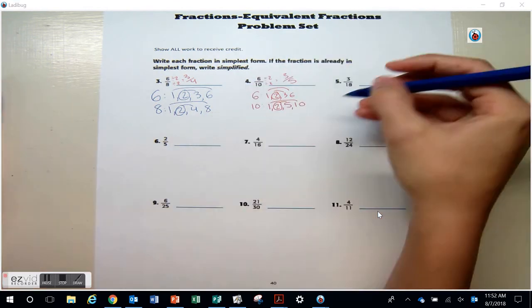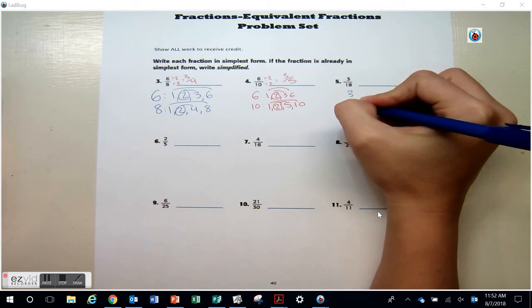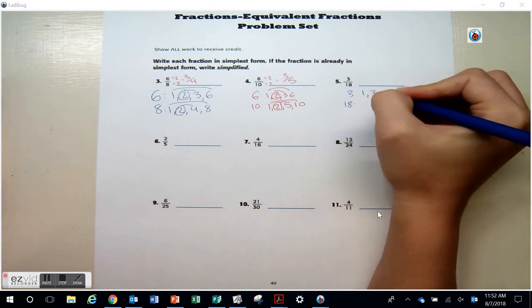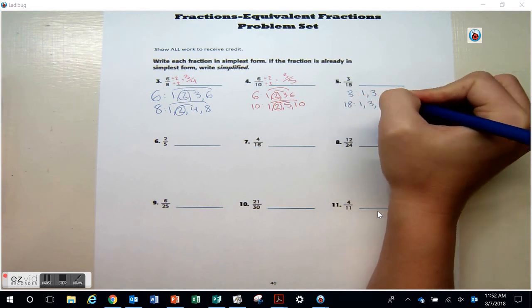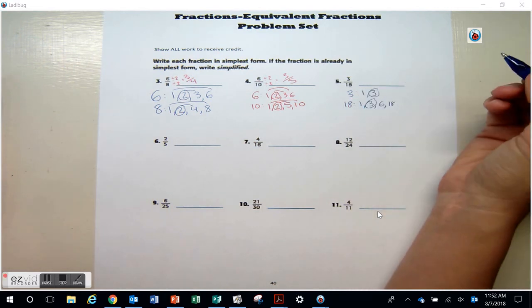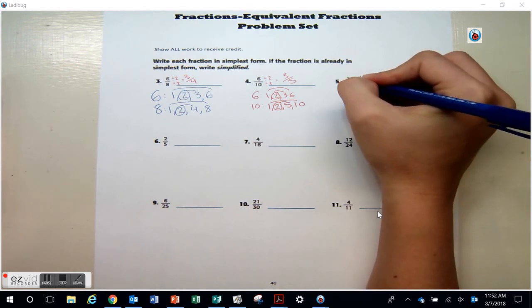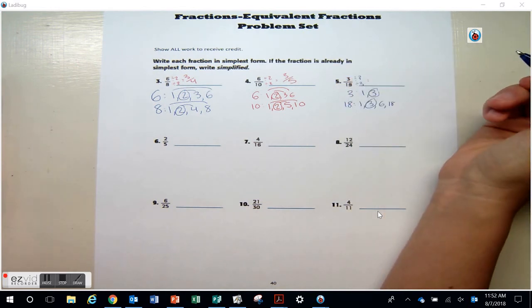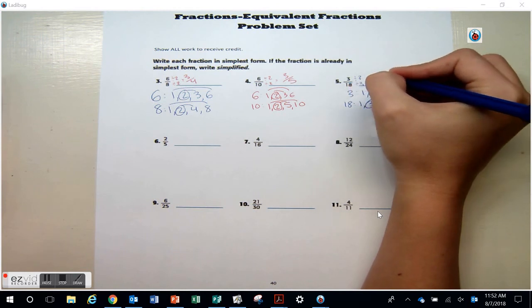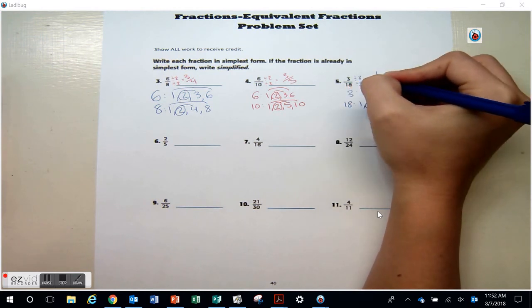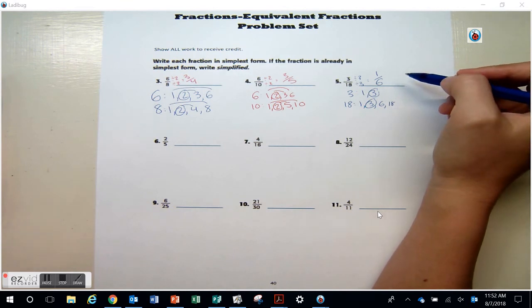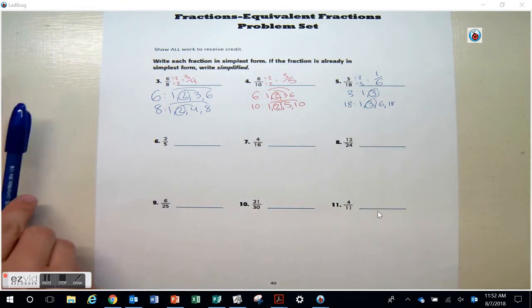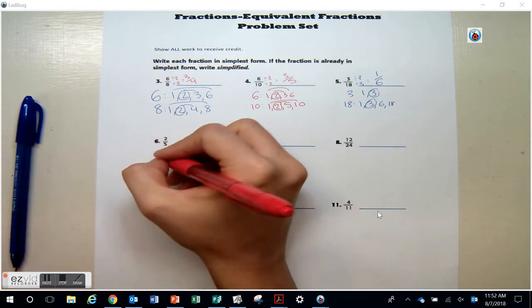Let's do our factors of 3 and 18. Factors of 3 are 1 and 3. Factors of 18, 1, 3, 6, 18. The greatest common factor is 3. Divide top and bottom by the same number so that we don't change the value. 3 divided by 3 is 1. 18 divided by 3 is 6. Can I divide 1 and 6 by the same number? No, not other than 1.